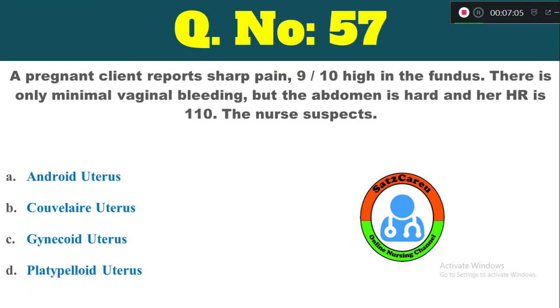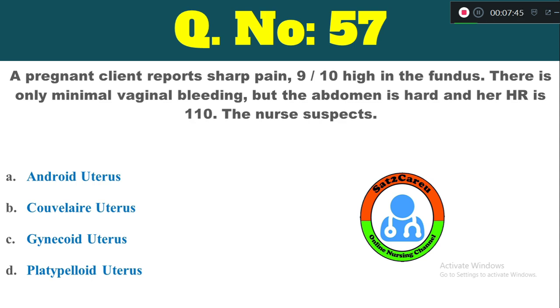Question number 57. A pregnant client reports sharp pain, 9 out of 10, high in the fundus. There is only minimal vaginal bleeding, but the abdomen is very hot and the heart rate is 110. The nurse can suspect option A, android uterus, B, cavalier uterus, option C, gynecoid uterus, option D, platypelloid uterus. So the right answer. Which is the abnormal uterus we can find in this client?